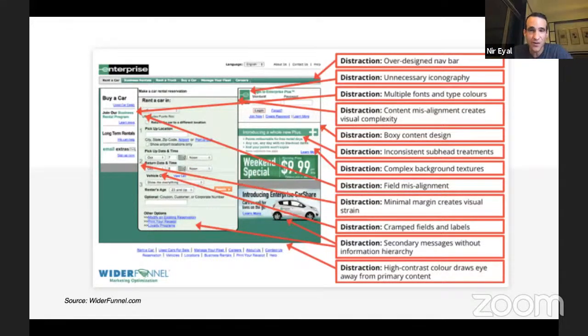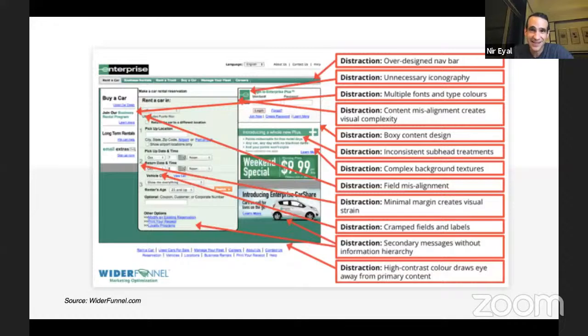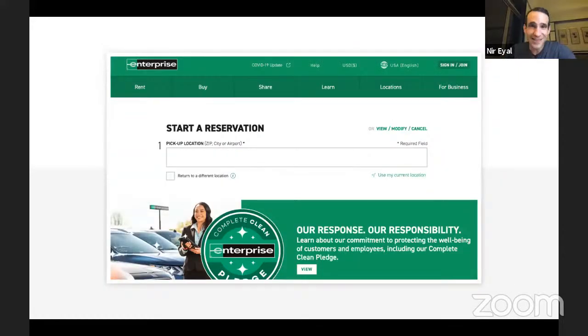So here's what they did. Here's what Enterprise Rent-A-Car's website looks like today. Look at this. You see the difference? This versus this. Why did they do that? They removed the cognitive clutter. They made it so much easier for people to do the thing that they want to do with your website.